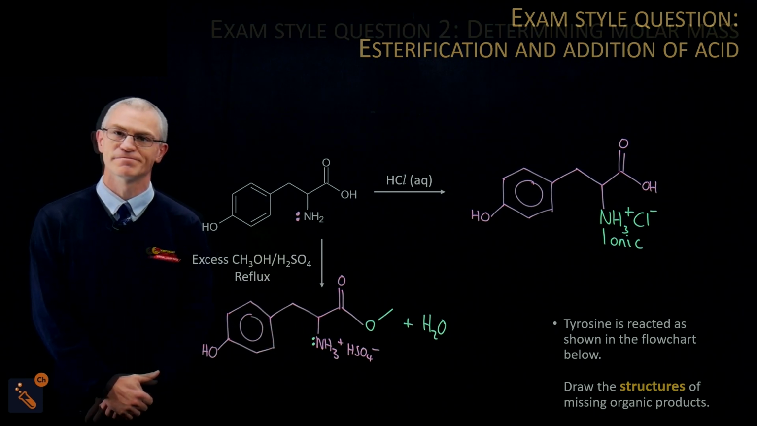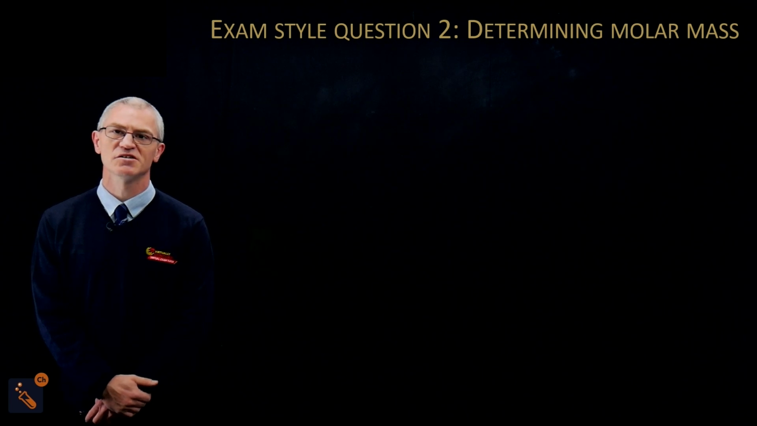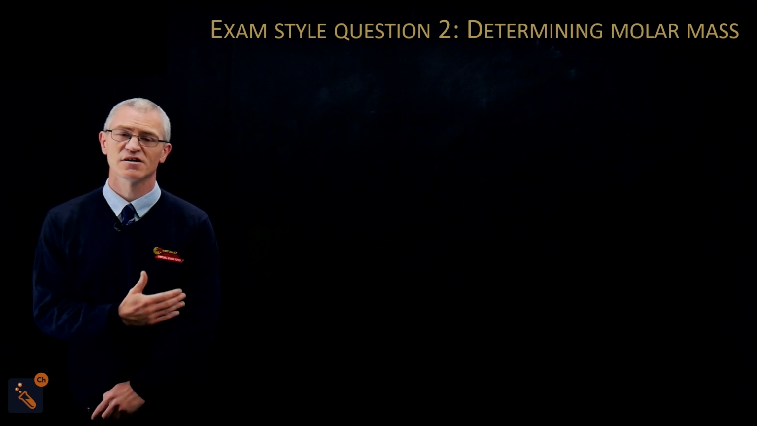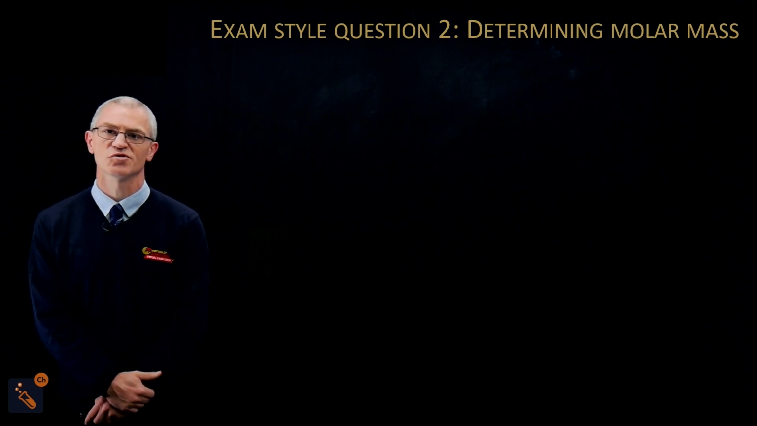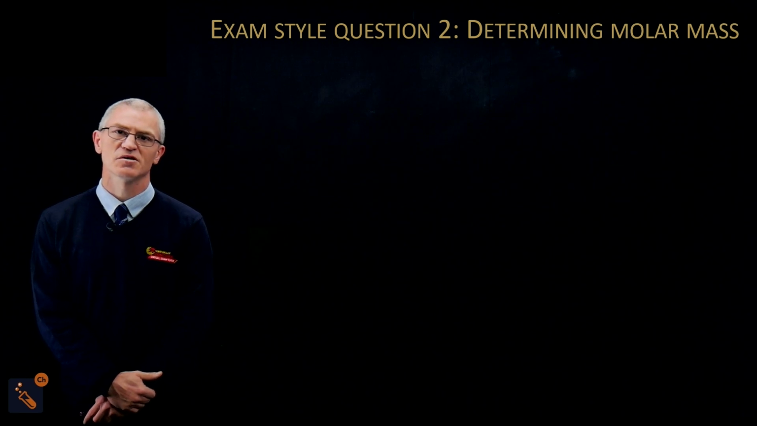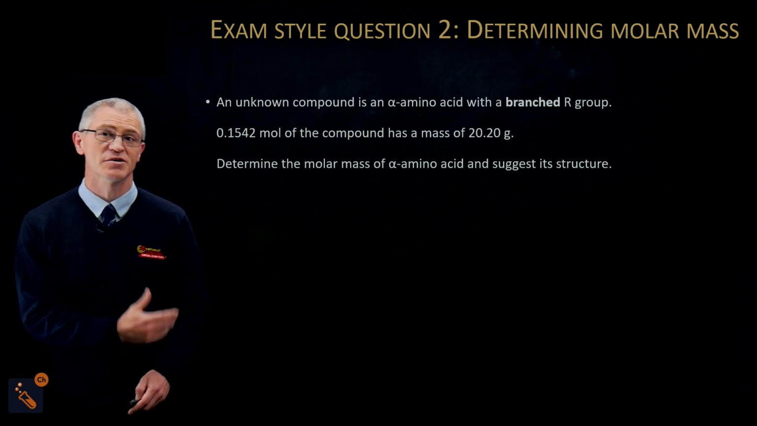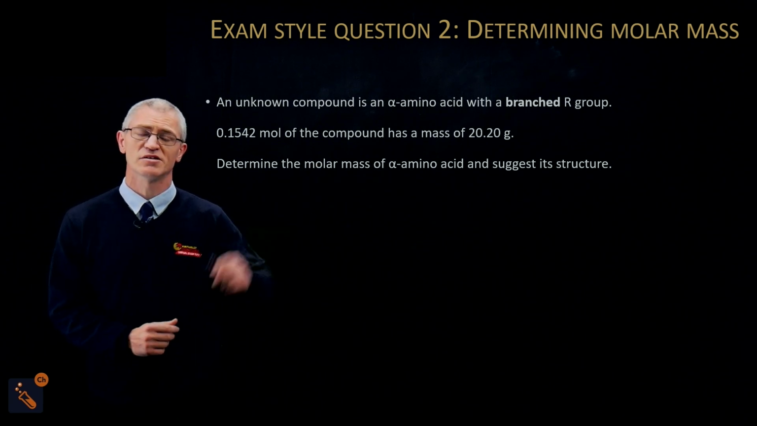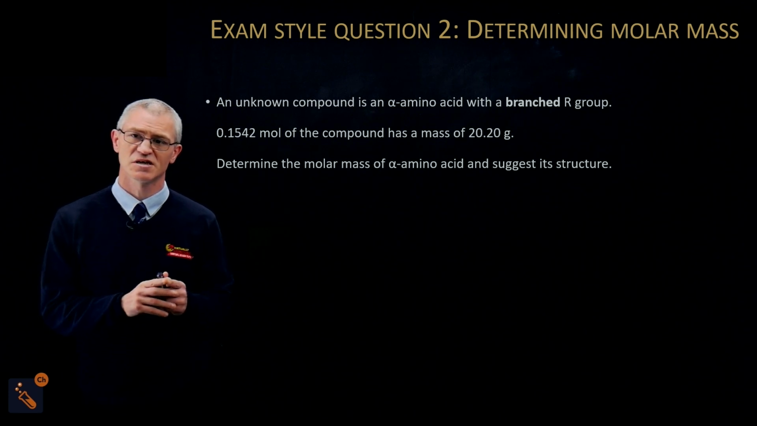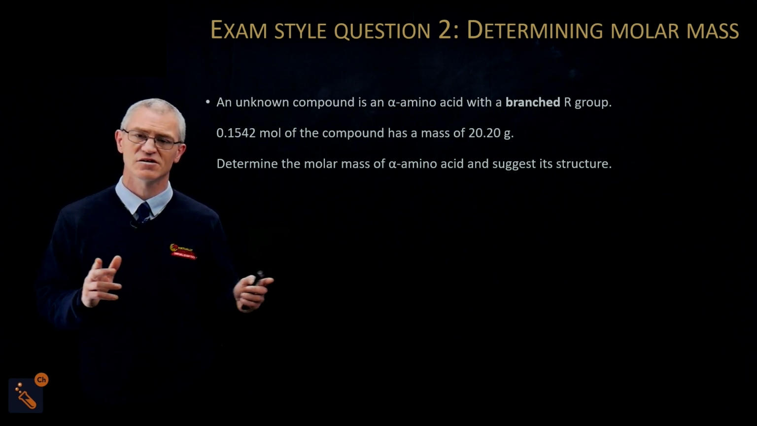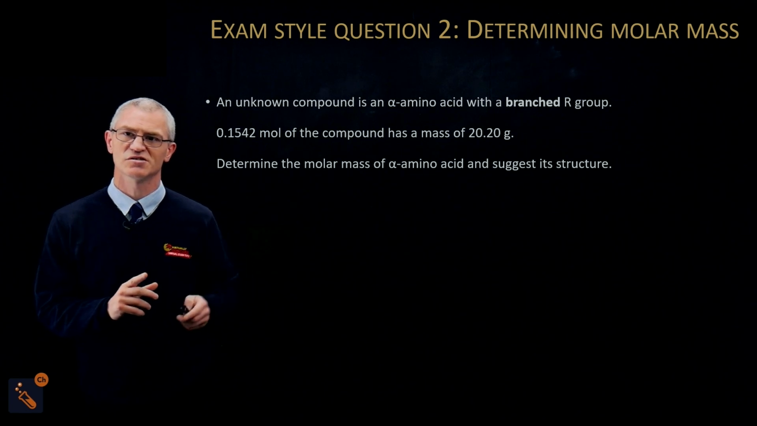You're done. Our next question is when you determine the molar mass of an amino acid and then use that to suggest the structure of an alkyl containing group, which is an R group. This is very, very common again, and so well worth practicing. So the unknown compound is an alpha amino acid with a branched R group. That's telling you it's an alkyl group, but it's got some branches coming off it.